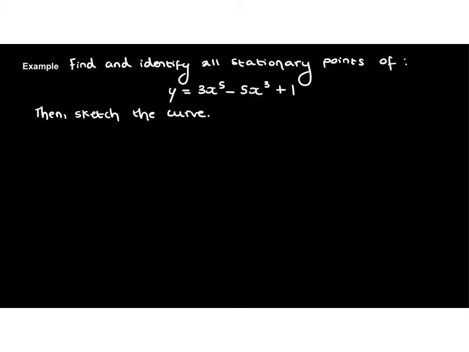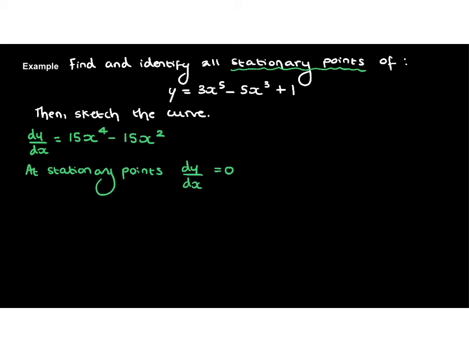We need to find and identify all stationary points of the function y equals 3x to the power 5 minus 5x cubed plus 1, and then we will sketch the curve. So remember, we are hunting for stationary points. So we know at stationary points dy by dx is equal to 0. So our first job is to find dy by dx, which is very simple: 15x to the power 4 minus 15x squared. So we can take this first derivative, and we can set it equal to 0.